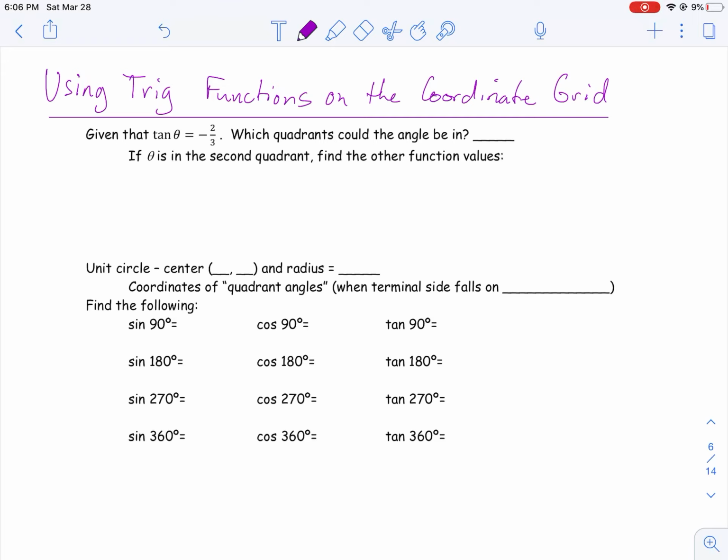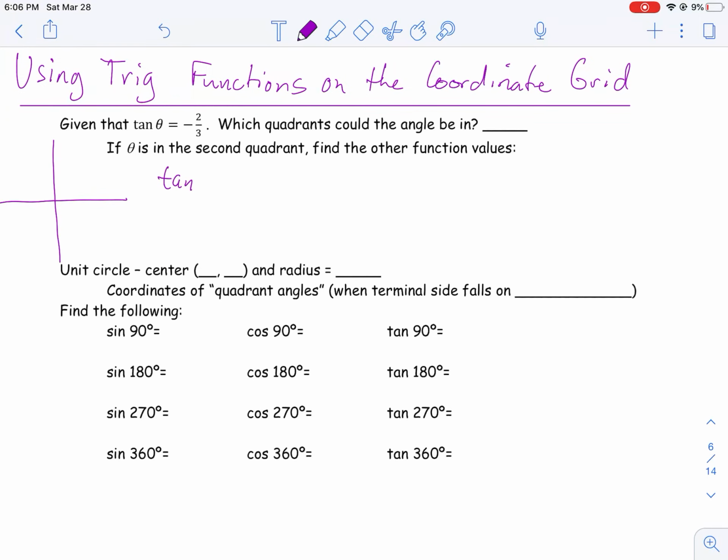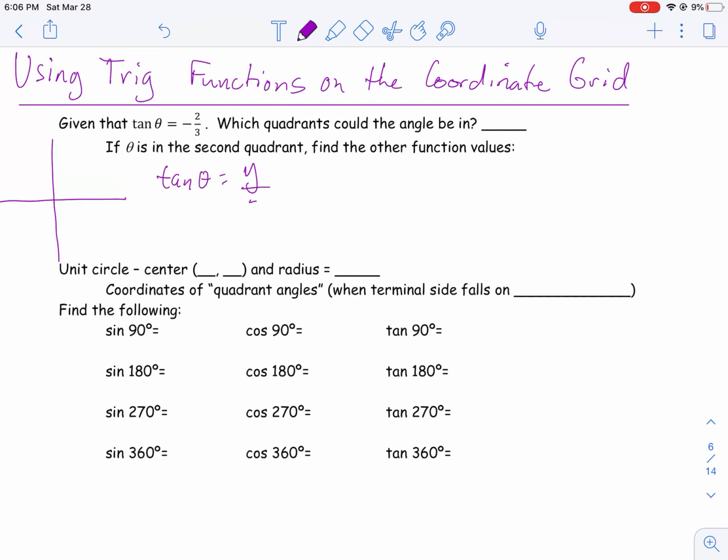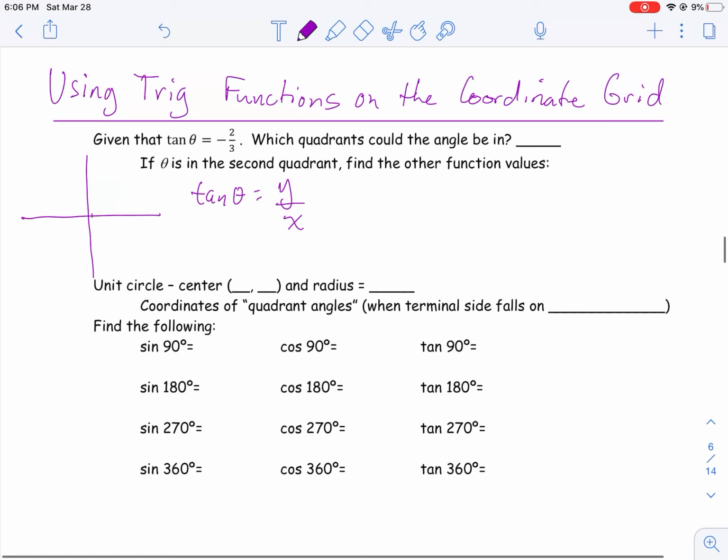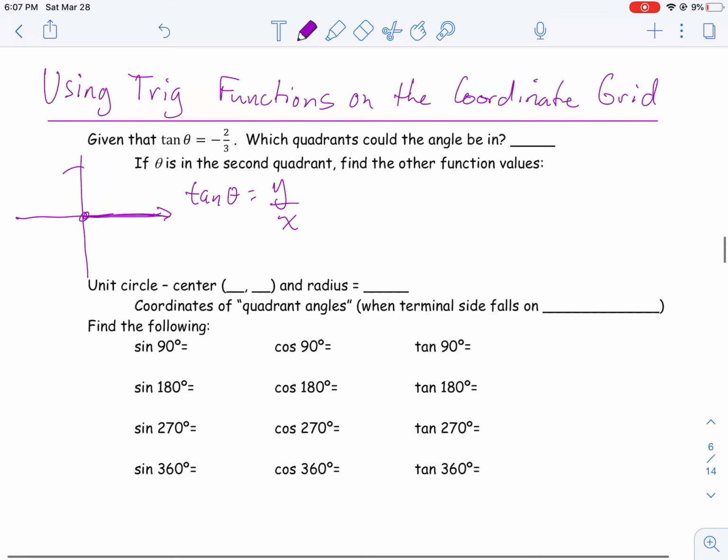At first, this might seem like an odd question, but if we draw a picture and we think about it, you'll see that there's actually two quadrants this can be in. Do you remember the definition for tangent of theta when we don't have a circle? When we don't have a triangle? Hopefully you do. It's y over x. So I need to find an angle where, when I draw a circle, the y value over the x value is negative 2/3.